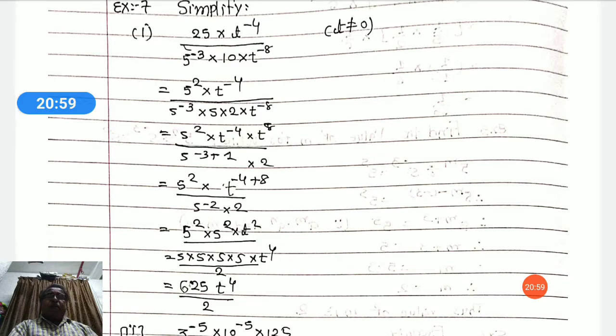Is equal to 5 raised to 2 multiplied by 5 raised to 2 multiplied by t raised to 2, is equal to 5 multiplied by 5 multiplied by 5 multiplied by 5 multiplied by t raised to 4 divided by 2, is equal to 625 t raised to 4 divided by 2.